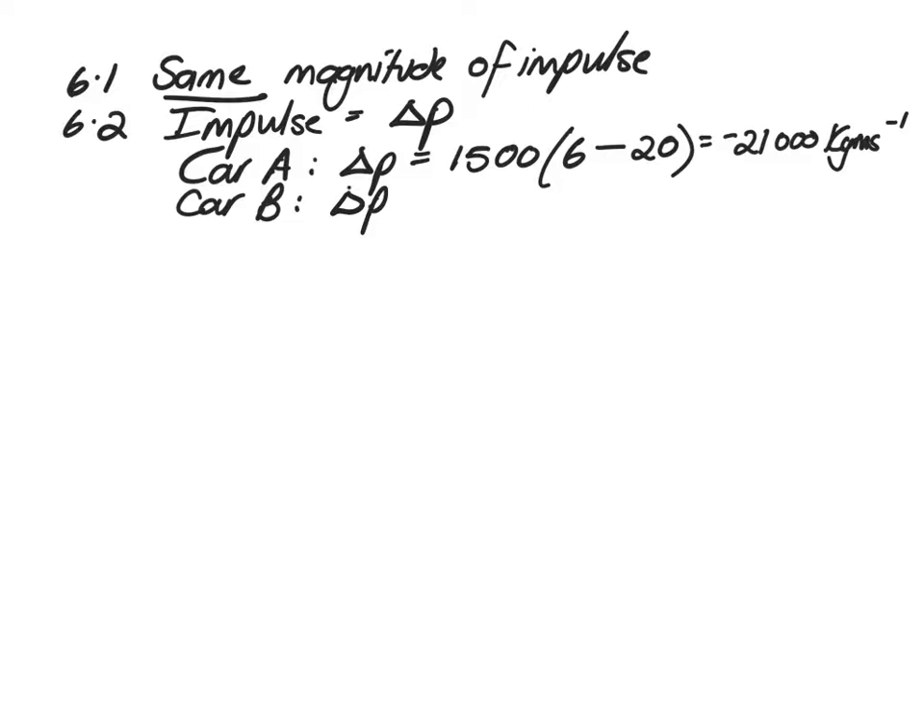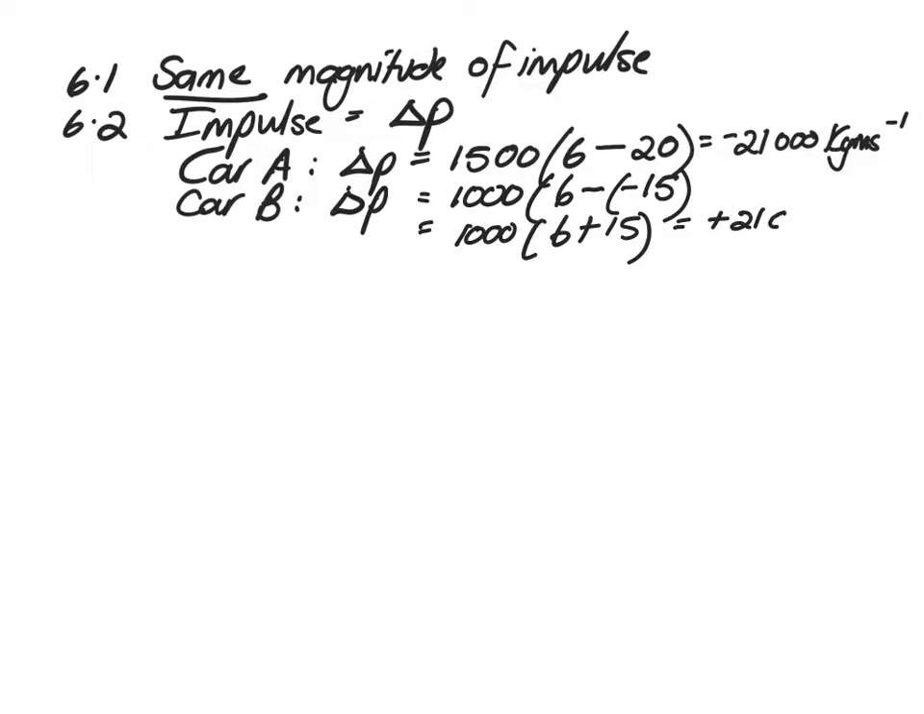its change in momentum equals 1,000. It had a slightly smaller mass than car A. Its final velocity was also 6 because remember the cars locked together during the collision. But what's important to realize is that car A was traveling in an opposite direction to car B, so we gave car A plus 20, so we must give car B a sign of minus 15 because it's traveling in the opposite direction. So actually that comes to 1,000 times 6 plus 15. So we get plus 21,000 kilograms meters second to the minus 1.